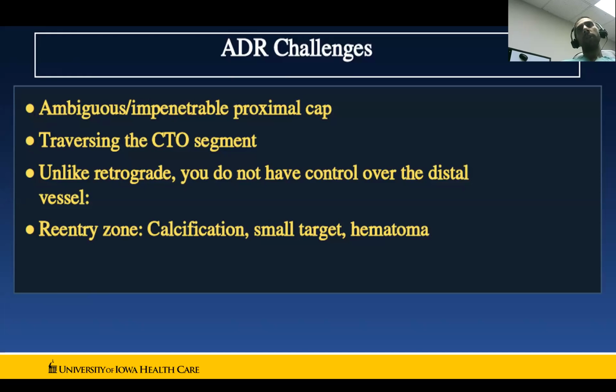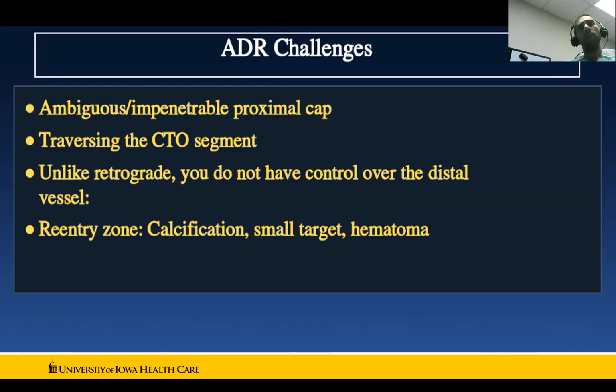Now switching over to ADR, antegrade dissection reentry. So, when do we use that? One, if there is an ambiguous or impenetrable proximal cap. So ambiguous, you don't know exactly where you are headed. So you don't want to poke and try antegrade wire escalation because again, if you don't know where you're headed, you can actually go out the vessel and cause a perforation.